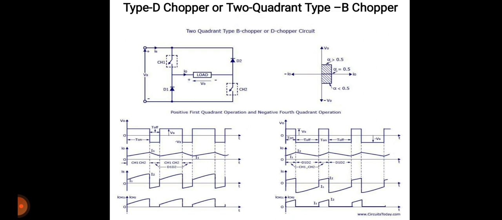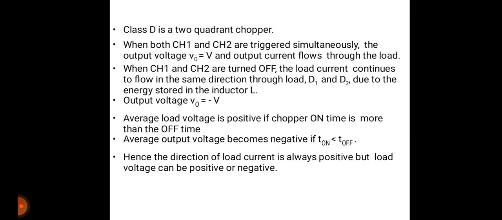The output voltage V0 is equal to Vs when both CH1 and CH2 are on, and V0 is equal to negative Vs when both choppers are off but both diodes D1 and D2 conduct.